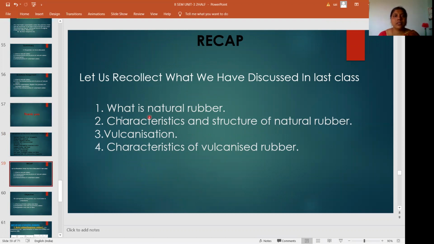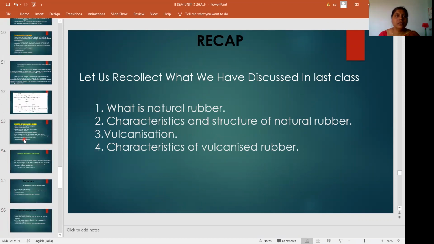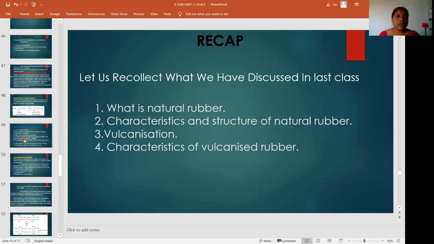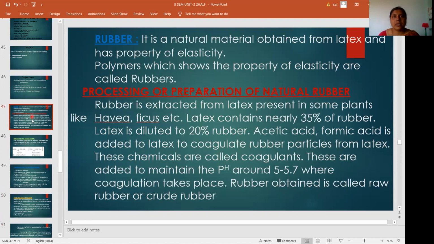What we discussed in the last class: what is natural rubber, characteristics and structure of natural rubber, vulcanization, and characteristics of vulcanized rubber. Once again, we will revise these topics. So, what is natural rubber? From where is rubber extracted? The rubber is extracted from trees.